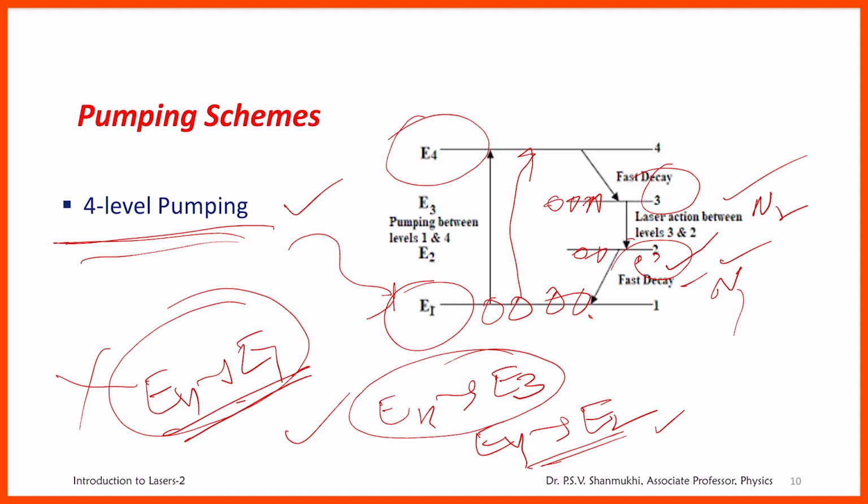What are those 4 energy levels? Ground state E1, excited state E4, 2 metastable states E2 and E3. Here ground state is highly stable, excited state is highly unstable, and E2, E3 metastable states are intermediately stable states. So, this kind of mechanism or scheme is called 4-level scheme.